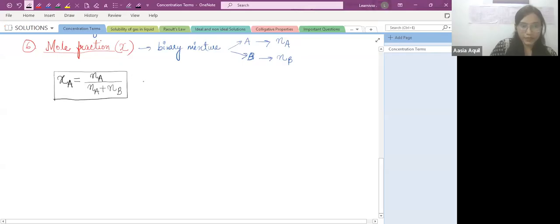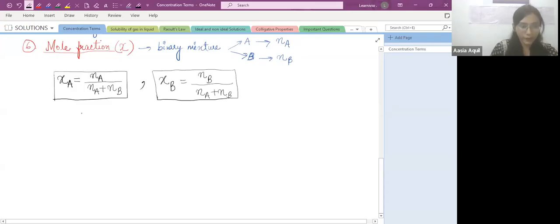Similarly, you can calculate the mole fraction of B also. What could it be? The number of moles of B in the numerator, and again the total number of moles of all the components, that is Na plus Nb.